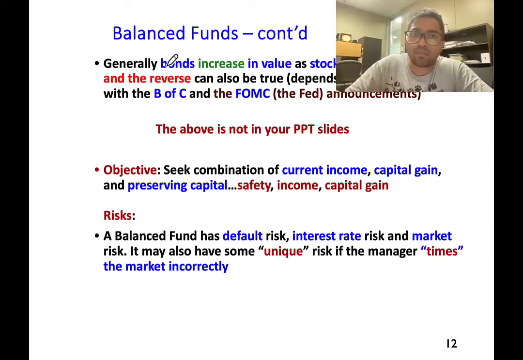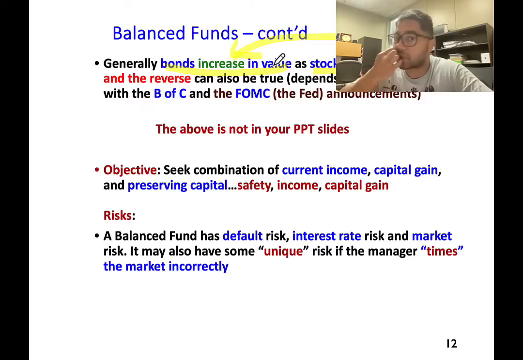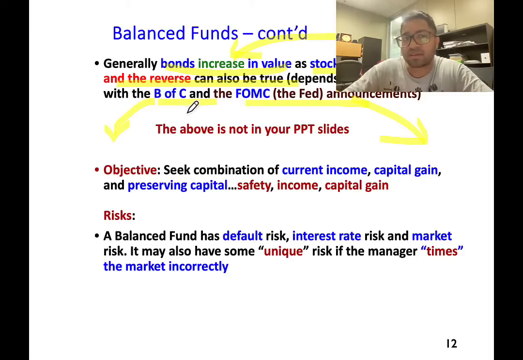So generally, bonds increase in value as stocks decrease in value. So bonds and stocks have an inverse correlation. When the stock market is doing well, bonds usually are stable. They don't rise too much in value. But when stocks start to fall, right, bonds are considered to be safe havens. So they might increase. And the reverse can also be true, depending on what happens with the Bank of Canada and the FOMC. The Bank of Canada decides the interest rates in Canada. The Fed decides the interest rates in the United States. Both these players are very important in the bond market. So balanced funds get impacted because of these decisions. Okay.